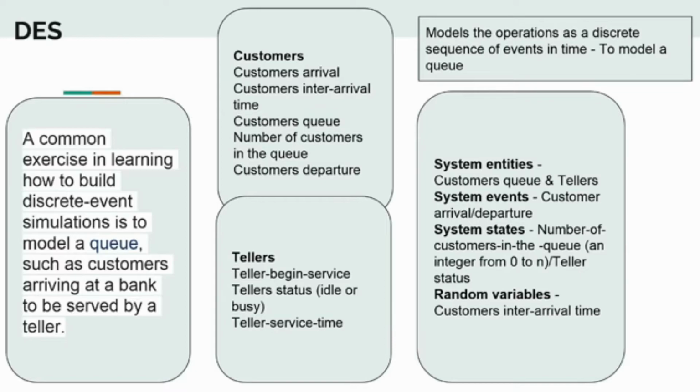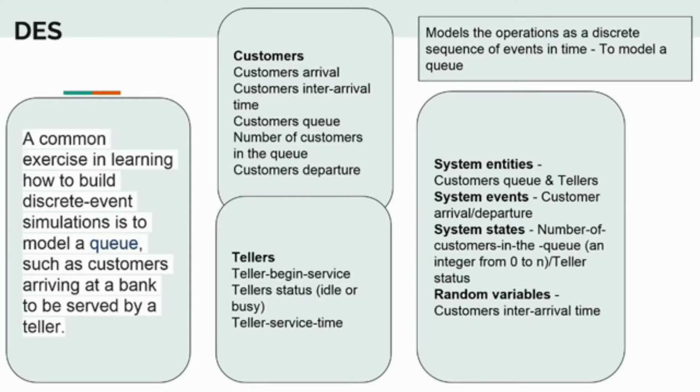A common exercise in learning how to build what we call DES is to model a queue. Customers arriving at a bank to be served by a teller. Pretty straightforward. So, what do you have? You have customers, you have tellers. You have to understand the customers.